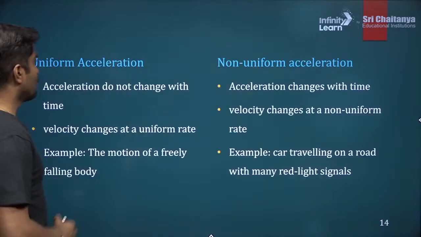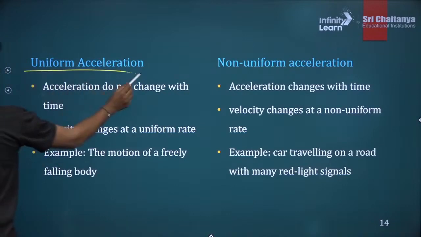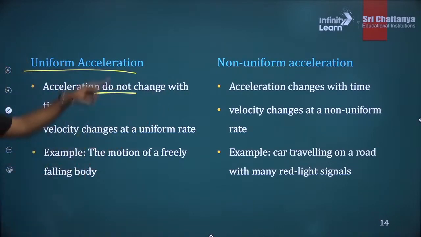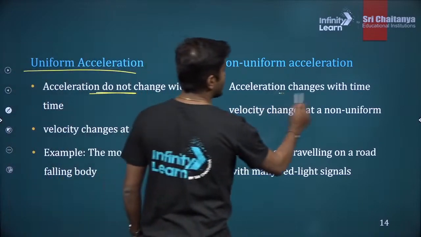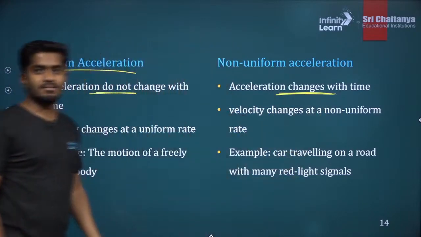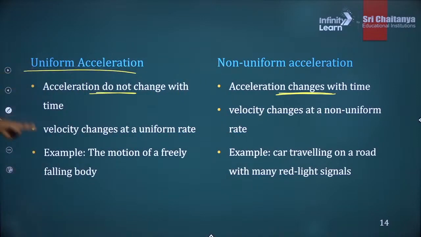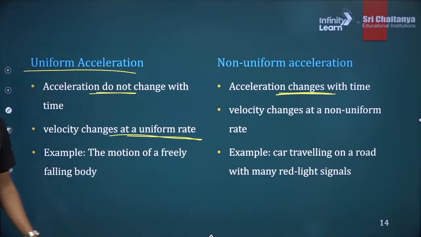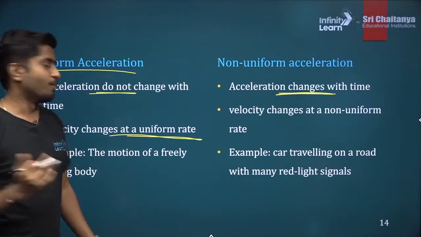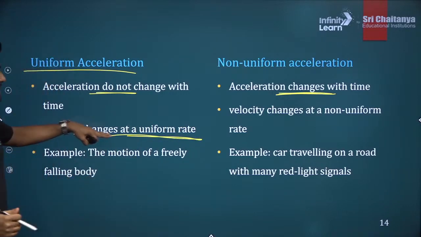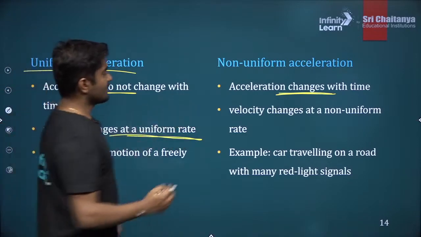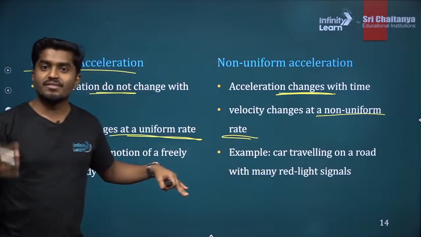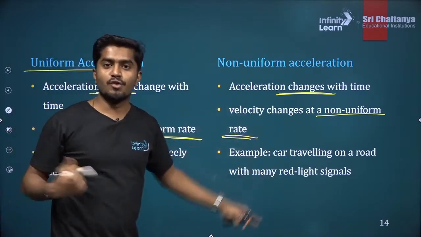So let's find out a few more differences. Uniform acceleration: acceleration does not change with time. Non-uniform: the acceleration changes with time. Uniform acceleration: velocity changes at a uniform rate. The change in the velocity is uniform. Here the velocity changes at a non-uniform rate. So the change in the velocity is not uniform.